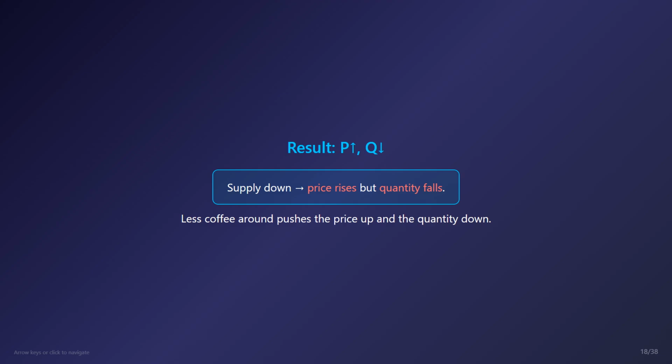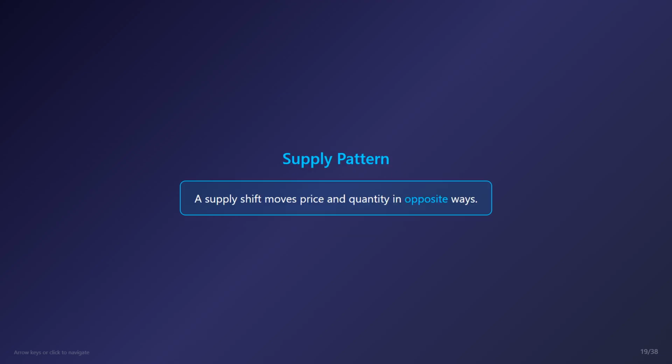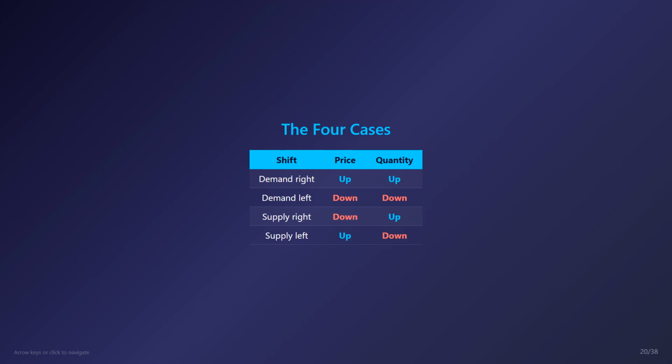The result: the price rises but the quantity falls. With less coffee around, the price gets bid up, and buyers end up with less of it. Supply down means price up, quantity down. So here's the supply pattern, and it's the mirror image of demand. A shift in supply moves price and quantity in opposite directions. One goes up while the other goes down. Let's gather all 4 cases into one table.